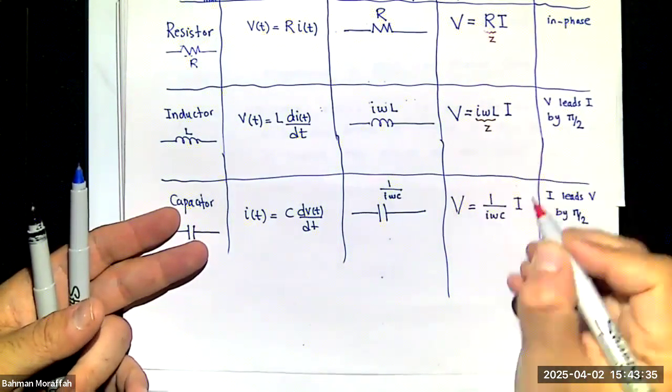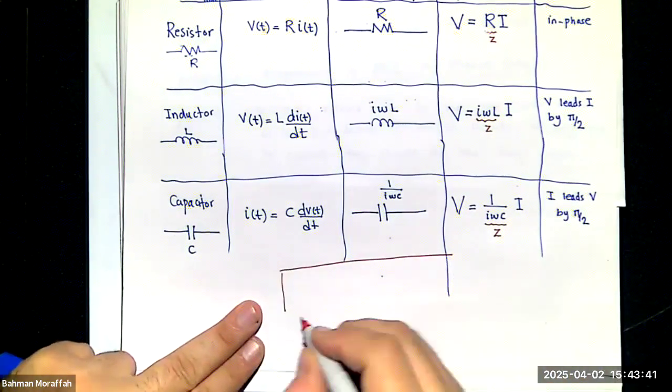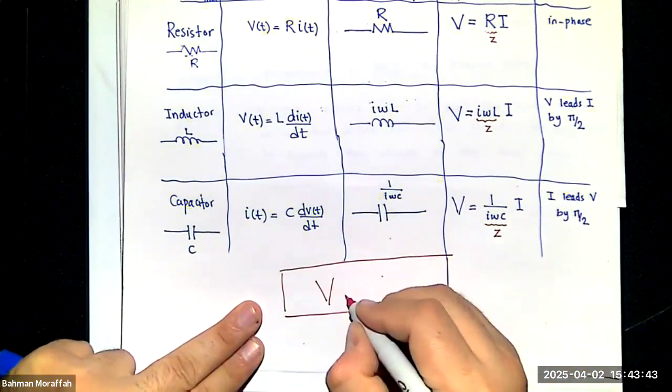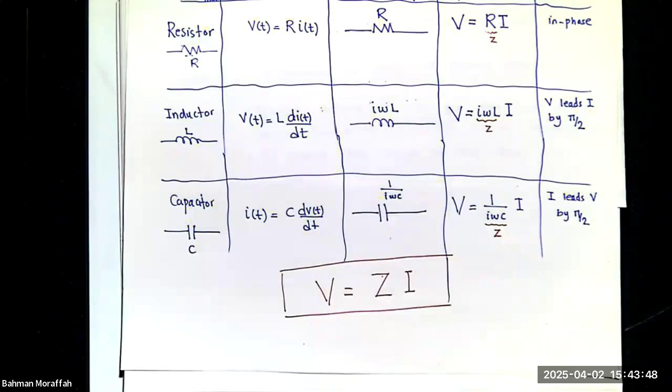In all the cases, this is my Z. In this case, this is my Z. And in this case, this is my Z. So in general, we have this very nice relationship that V equals Z I.